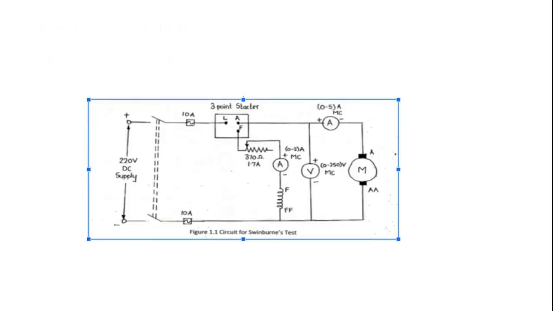Here is the circuit diagram for Swinburne's test. It shows the connections and components required to perform the test. This diagram illustrates the setup to determine the armature resistance, which is a crucial part of Swinburne's test.